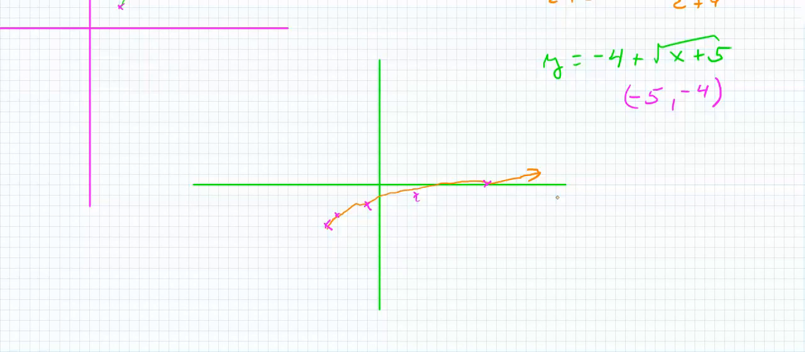All these parabolas are going to have the same basic shape, just a different starting point.